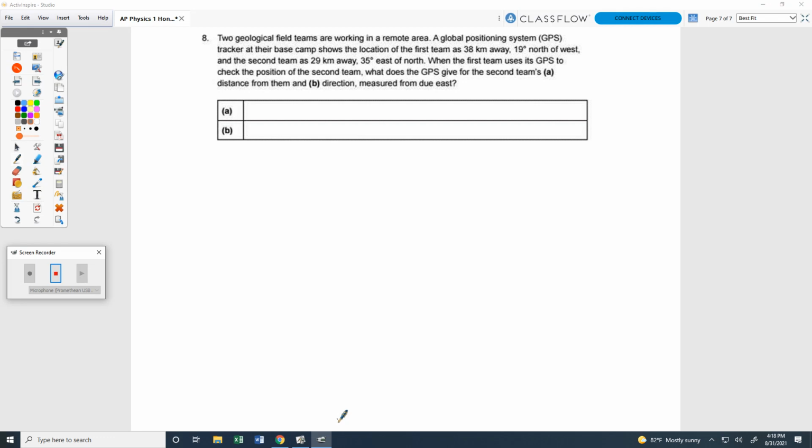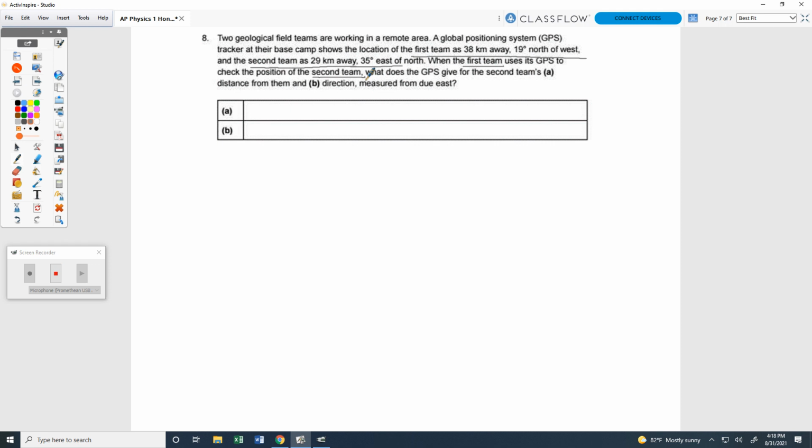In this one, I'm going to see if I can explain number 8 of the vector problems. Now, one thing that's a little different is that this one is not actually trying to find a resultant. We're not trying to add the vectors together. We're actually dealing with two different vectors. We have one team that's here, and we have another team that's over here. And we're going to try to find where one team is in relationship to the other one. So it's actually going to be a difference between vectors, and that's going to be a little bit different in the way we do it.